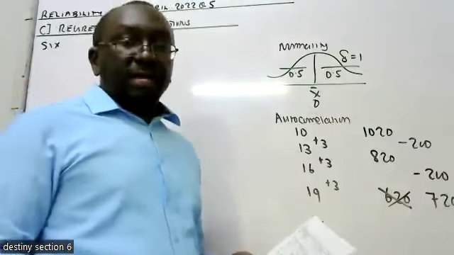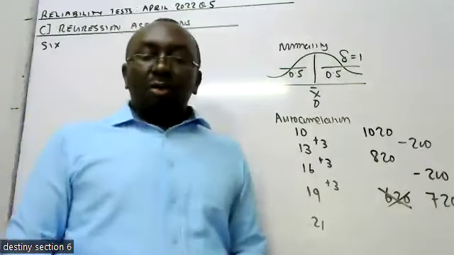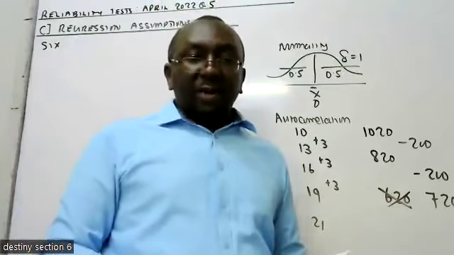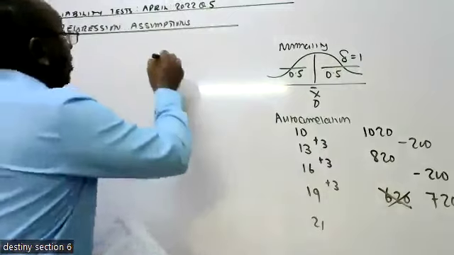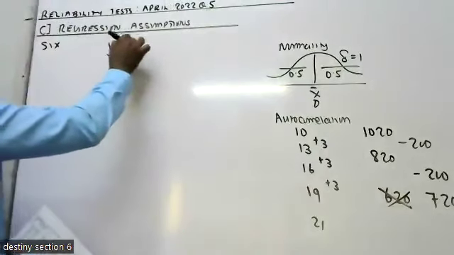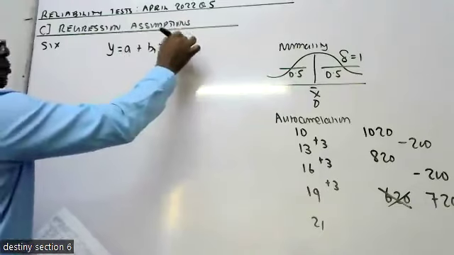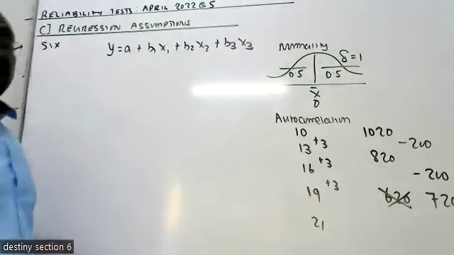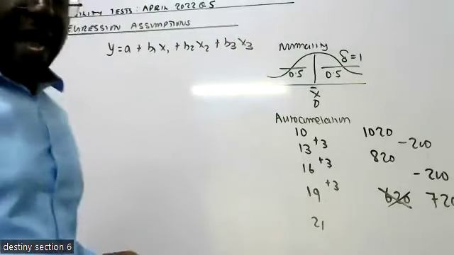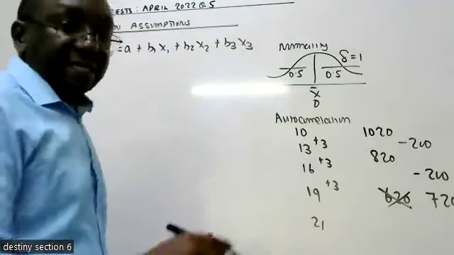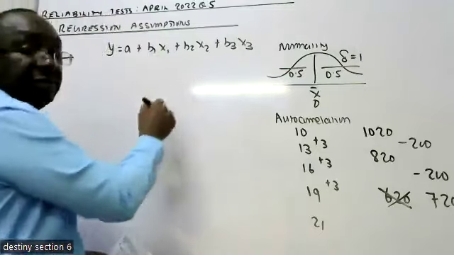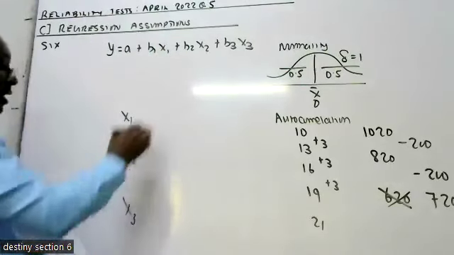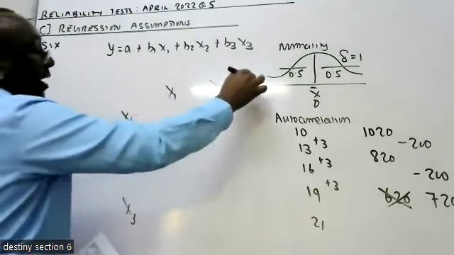And the last assumption is called multicollinearity. Now, multicollinearity is used where we have more than one independent variable. For example, our equation was y equals a plus b1 x1 plus b2 x2 plus b3 x3 and so on. So if you have more than one, we run a correlation coefficient matrix between these items, where we have x1, x2, and x3 here, and x1, x2, and x3 here.